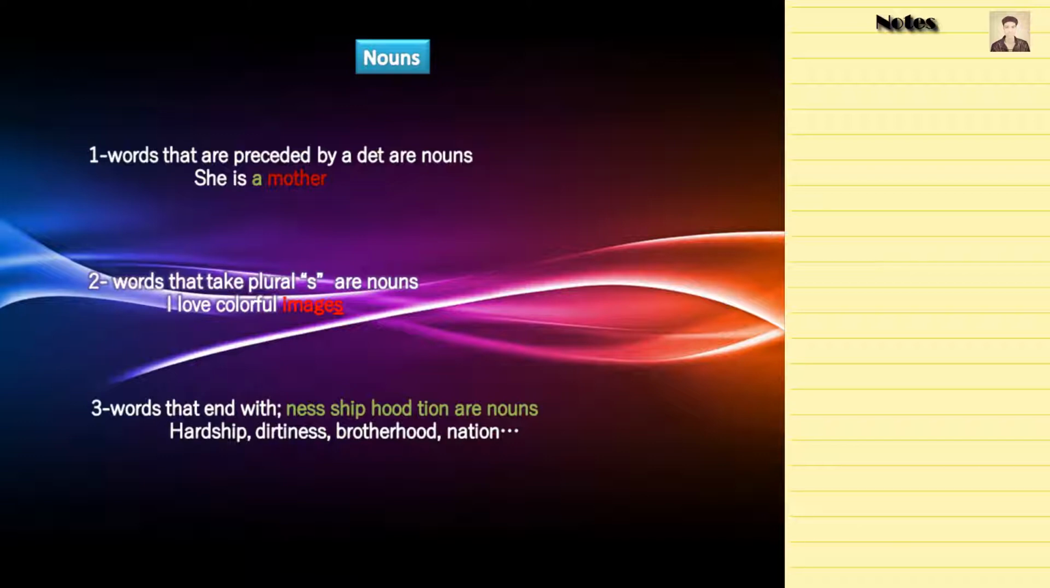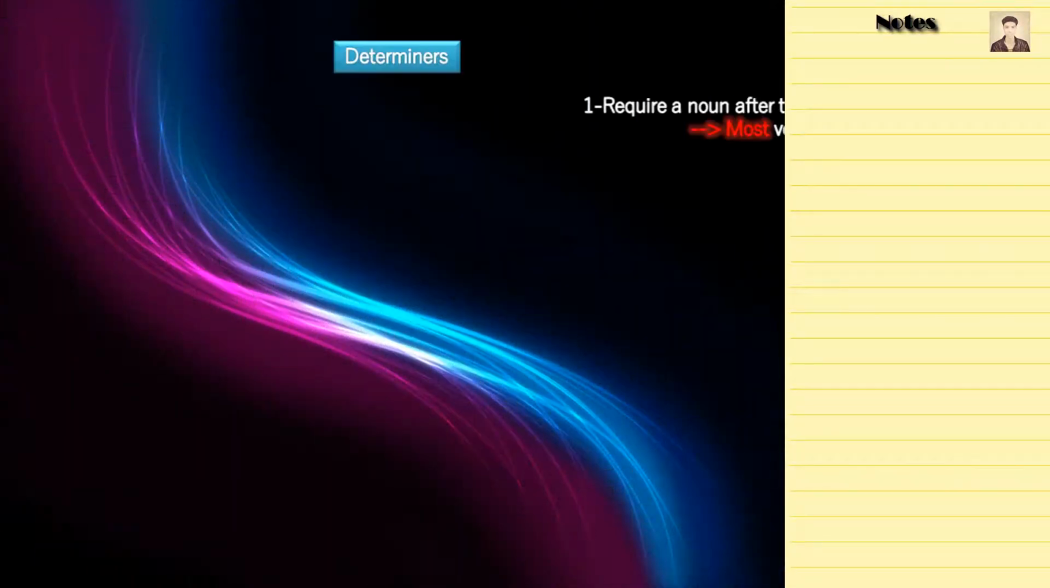Third, words that end with these suffixes are nouns, like ness, ship, hood, tion. We have some examples: hardship, dirtiness, brotherhood, nation, things like that.